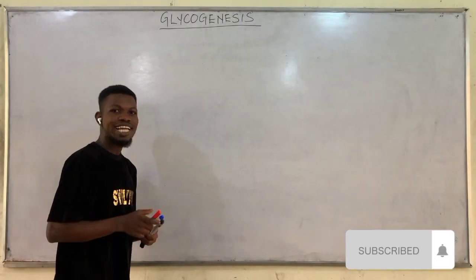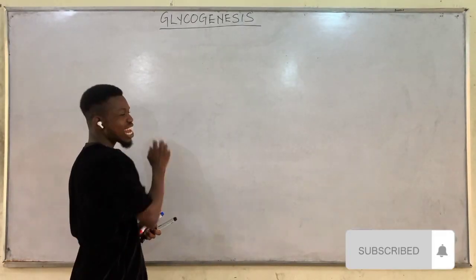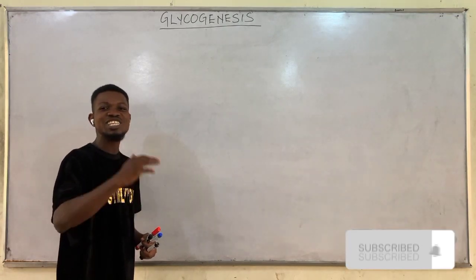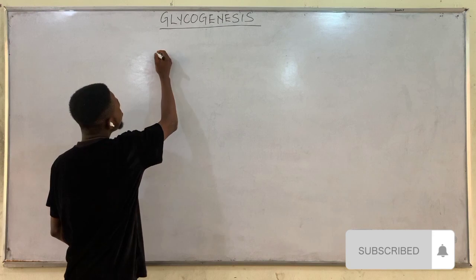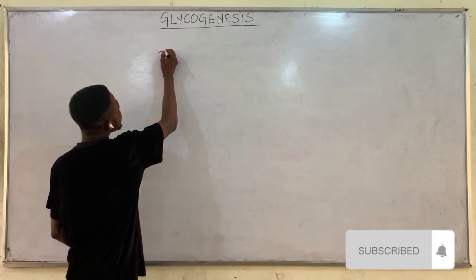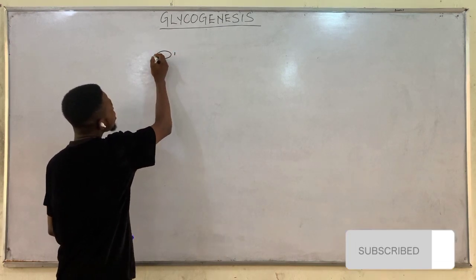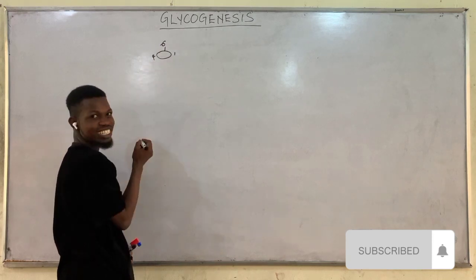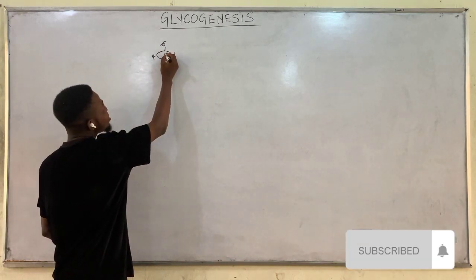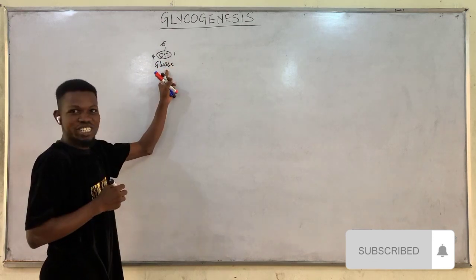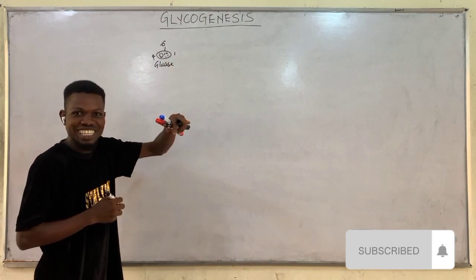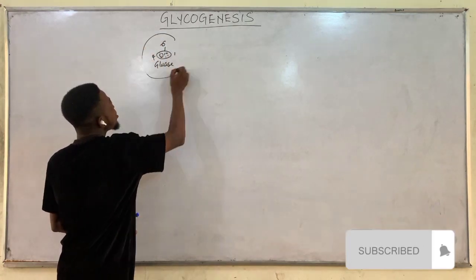Now, let's look at the enzymatic pathway of glycogenesis. Let's look at how a series of enzymes act on the glucose. We already have the glucose, with the carbon 1, the carbon 4, and the carbon 6. So the glucose has already diffused into the liver.